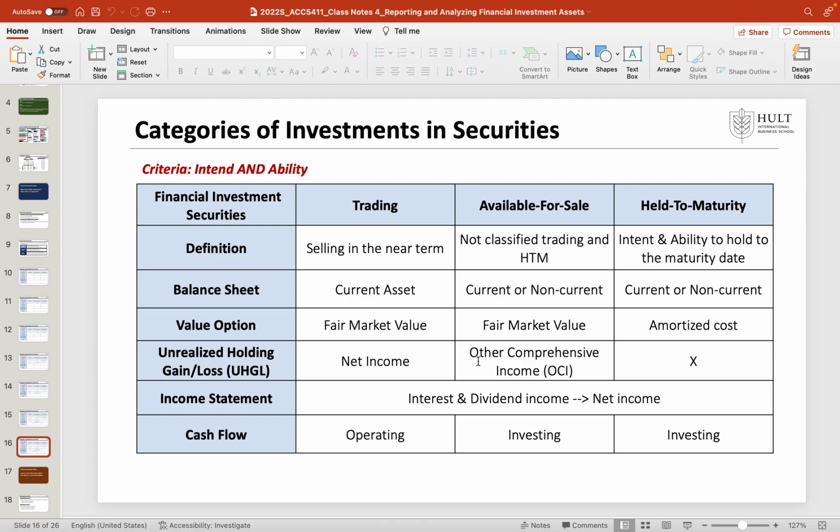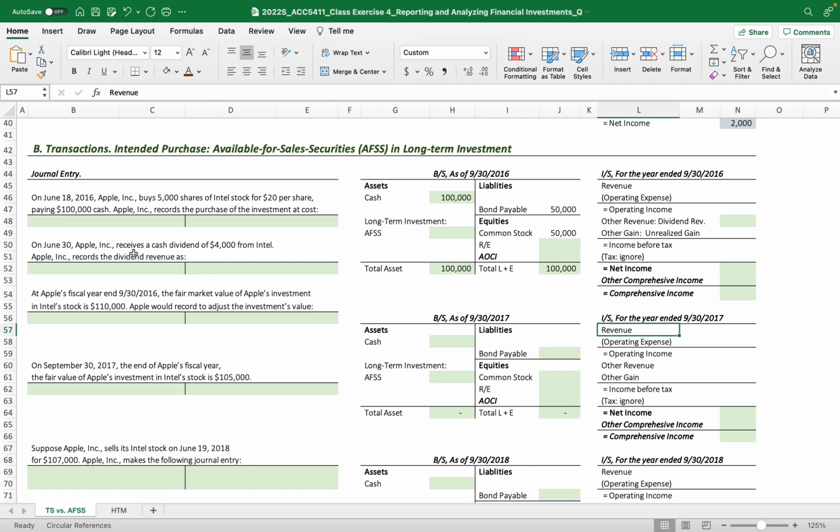Interest and dividend income is recorded on the net income exactly the same way as the trading securities. And then all the cash flows generated by this available for sales securities is investing cash flows. Let's go. All the descriptions are the same, right? Except for the judgment of the intended purchase of this investment.